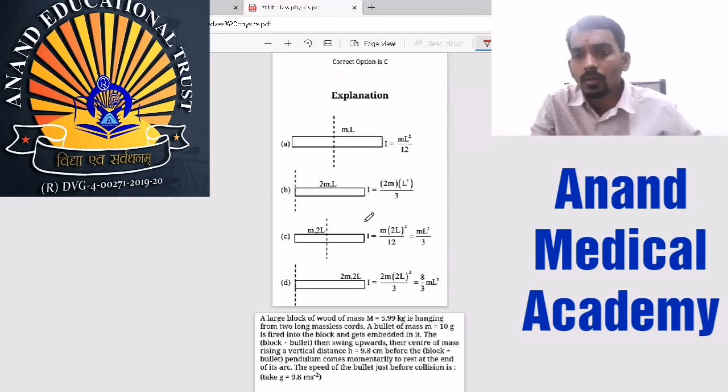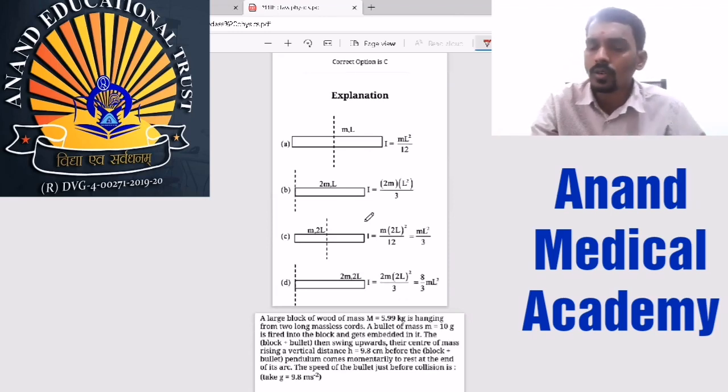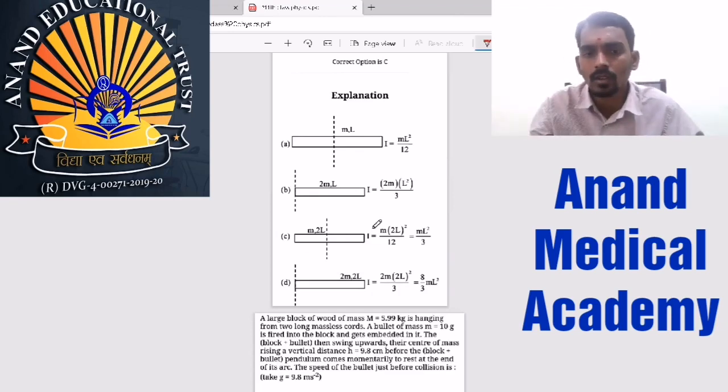Whenever you are solving a question with moment of inertia, you have to know how to apply the parallel axis theorem and perpendicular axis theorem. Then only you can solve the questions.